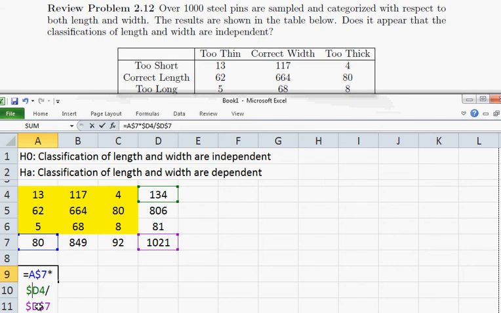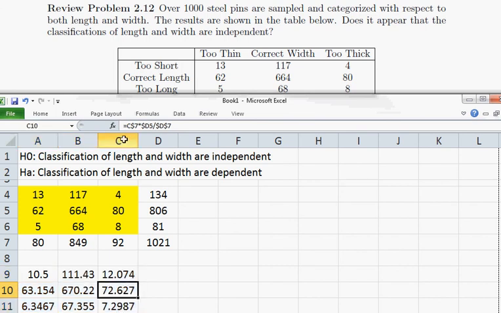The reason I knew it didn't work is I had a 0. That's clearly incorrect. So this time if I fill down, instead of getting a 0, I get something that's a little bit more common sense. Filling across, I get the others. So this number here indeed will be equal to 806 times 92 divided by 1,021. So that matches what ought to happen. So those are the expecteds. Again, Excel can do this fairly quickly. If you don't have Excel, then you have to do the calculation by hand.